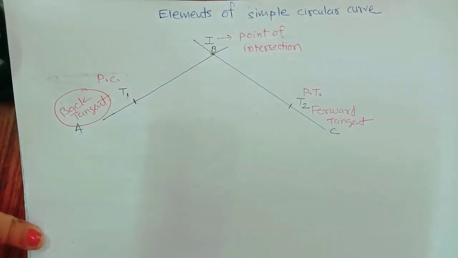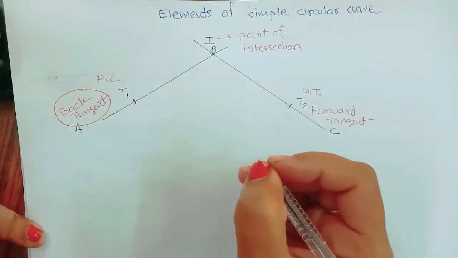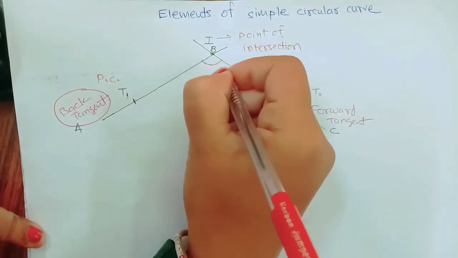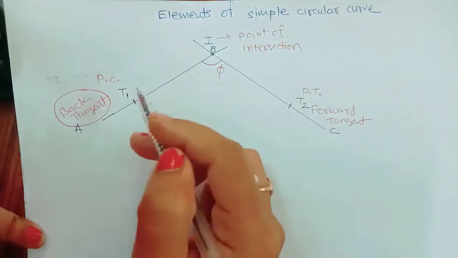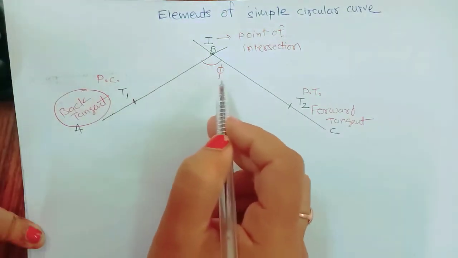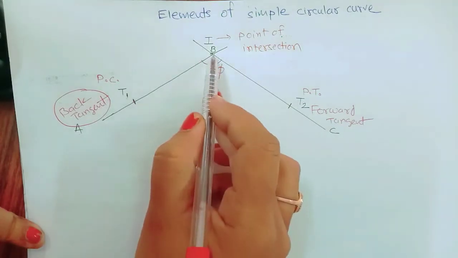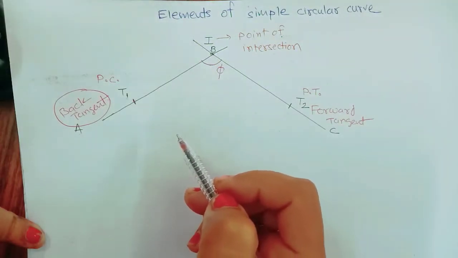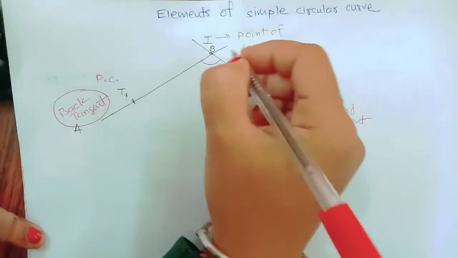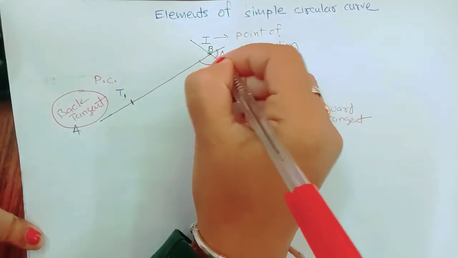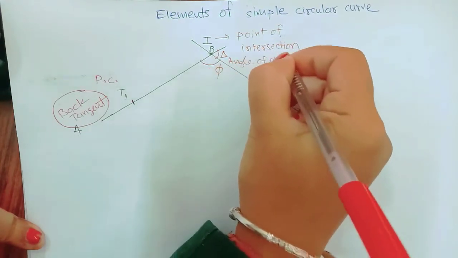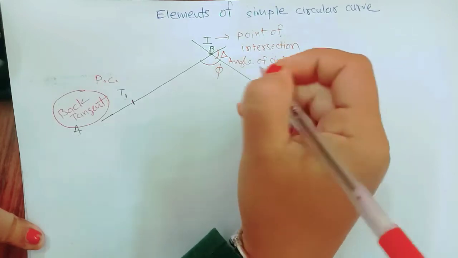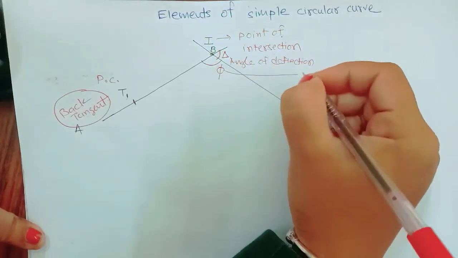Now the fourth is intersection angle. Okay, so what is intersection angle? So this symbol is phi and that is known as an intersection angle. So the angle between the back tangent, that is AT1, and the forward tangent T2C at I is called the intersection angle. Okay, so now another angle, delta, defined as delta. So what is delta? Angle of deflection. And phi, what is that? Intersection angle.